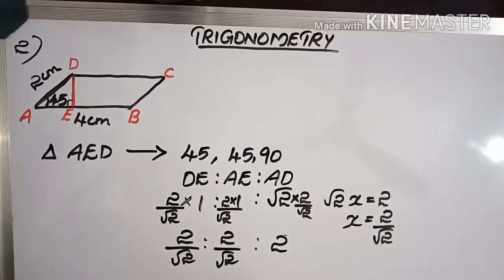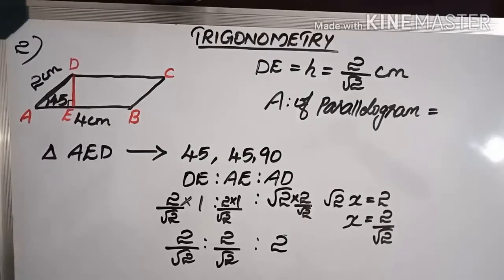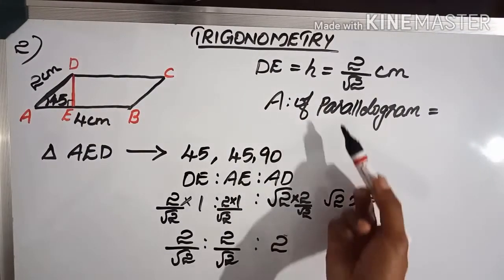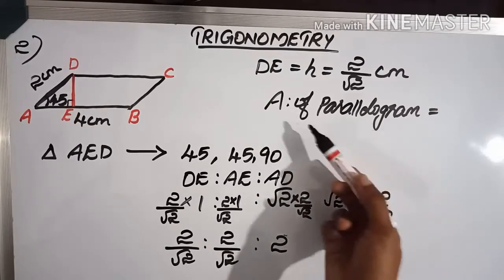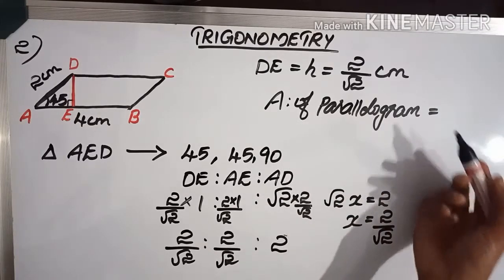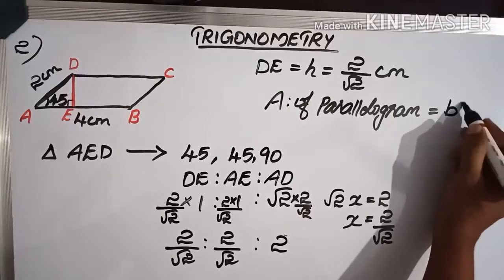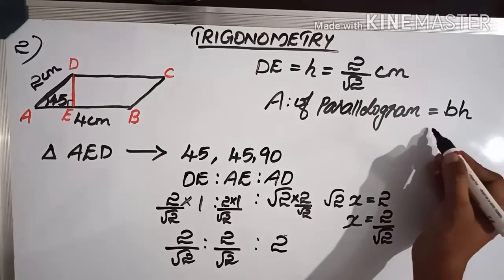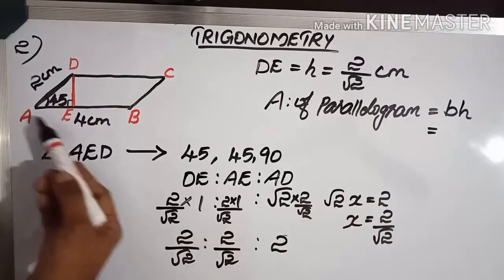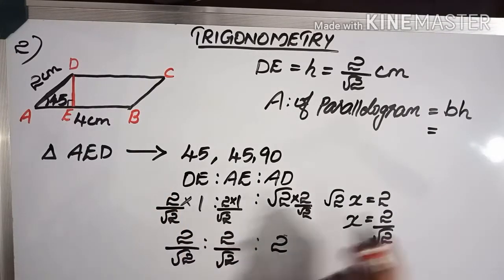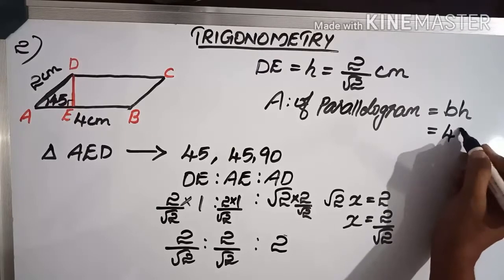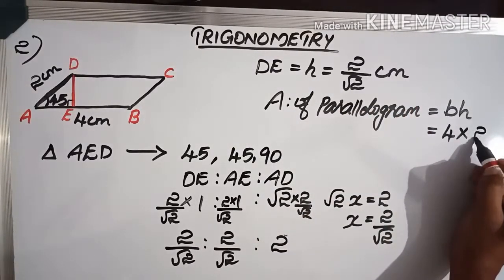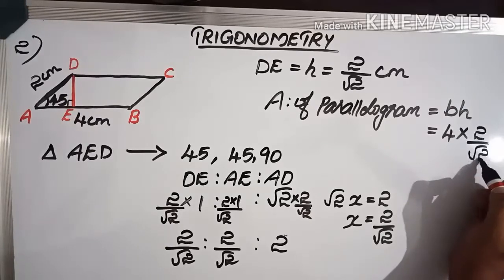Now we have to find the area also. So DE equal to h equal to 2 by root 2 centimeter. Next is the area of the parallelogram. What is the equation for the area of a parallelogram? The area of a parallelogram equation is b into h, base into height. Okay, so here the base is already given. AB is already given, it is 4 centimeter. So 4 into the height we found, 2 by root 2.